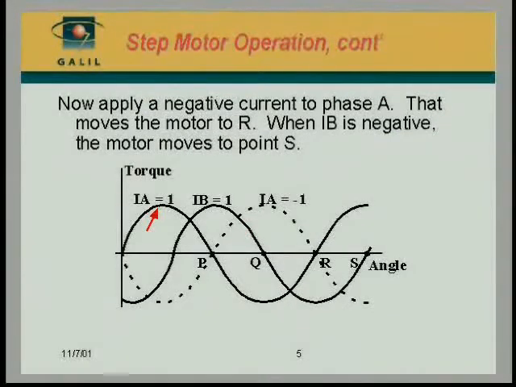And notice that with that, the equilibrium point moves to R. So we managed to move from P to Q to R. To move to S now, we energize phase B with a negative current that moves us to S, and so on and so forth.